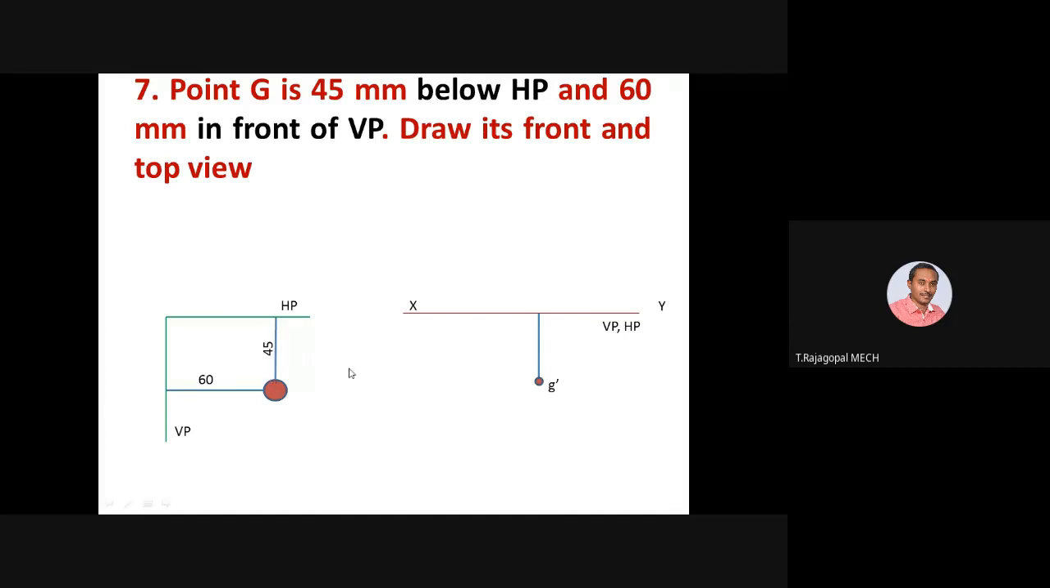Now first you have to complete the front view. It is 45 mm below XY, being the front view G dash. What about the top view? The top view, which is projected on the horizontal plane, after rotation also overlaps with this 45 mm line. So it is extended for another 60 mm. We have two more options.